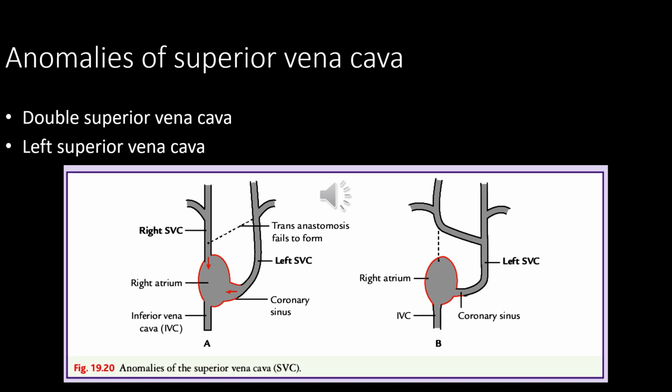That means, as I told you, both the upper limbs as well as the internal jugular veins, which form the brachiocephalic vein, will be draining into the left side.